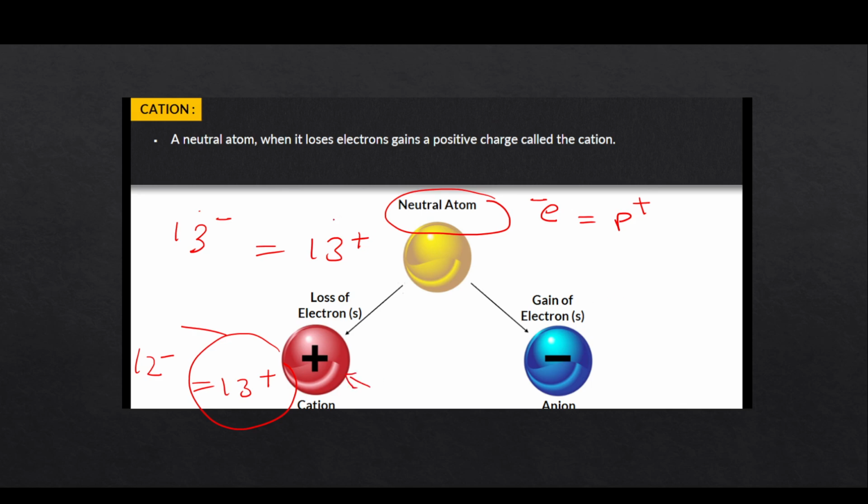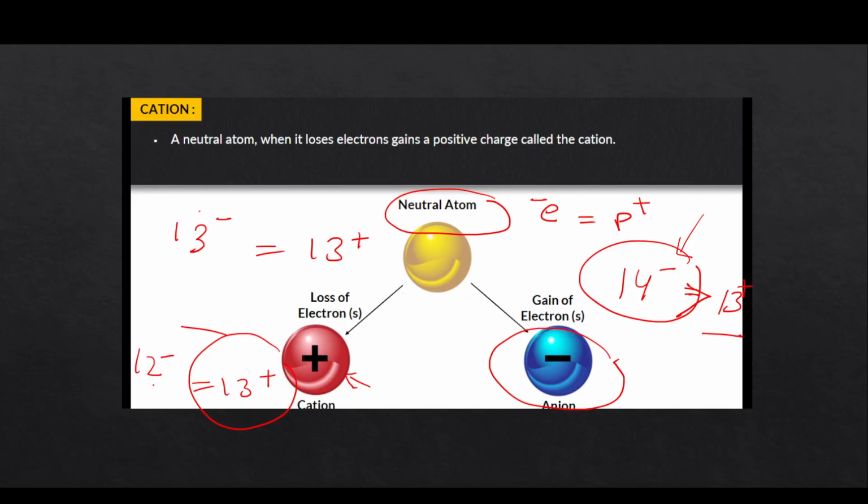And suppose the same atom, if it gain one electron, electron will become 14, and the protons are still 13. So now it has more negative charge than positive charge, so this will make a negative ion because it has more negative charge, which is called anion. And this is how an atom convert into ions, by losing or gaining electrons. Okay.